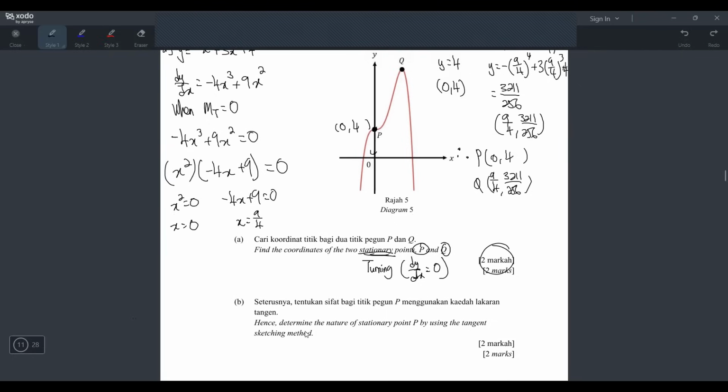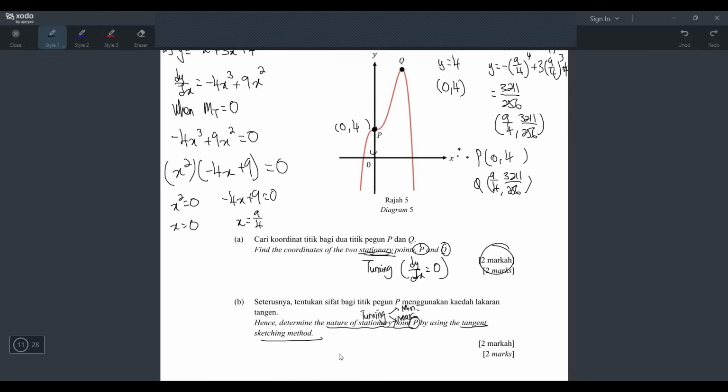Okay, B says: Hence, determine the nature of stationary point P by using the tangent sketching method. I'm going to explain what the tangent sketching method is, and the meaning of nature of point. I need you to know stationary point and turning point are the same thing. There are only two types of turning point, minimum and maximum. So when they say determine the nature of the turning point, they are asking you to write down whether this point is a minimum point or maximum point.